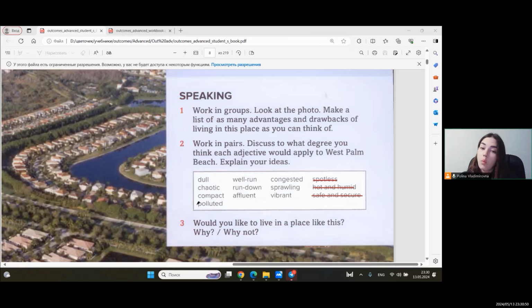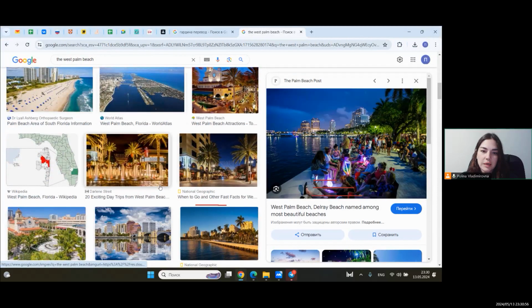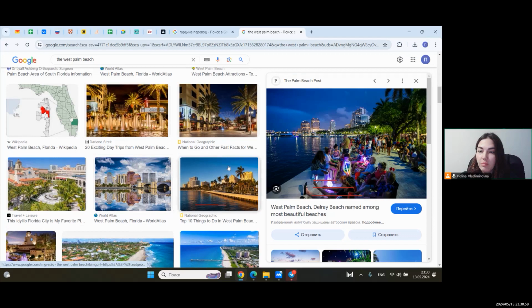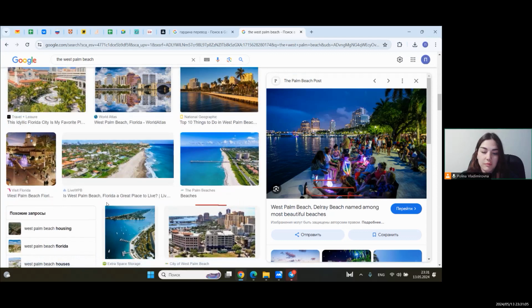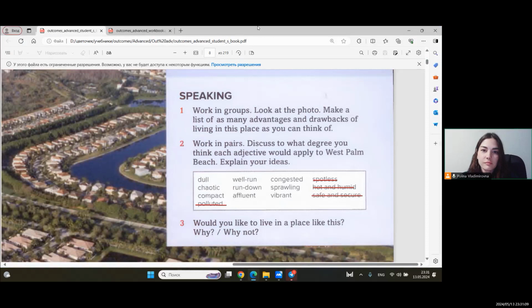Polluted. Well, as for polluted, I'm not sure. I've never lived there, but what I can see here are happy people hanging out in the streets, having no problems with coughing or something. So I'm not sure. I don't think it's polluted. Well run.